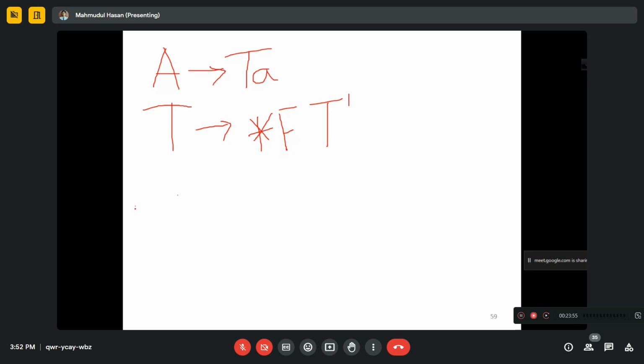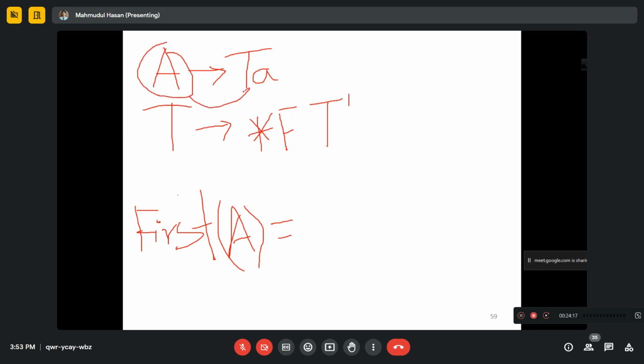So look at this. My question is, what is the first of A? If I want to find out the first of A, I need to look at the leftmost one. Is this one terminal or non-terminal? Non-terminal, and a non-terminal cannot be a first value. So you need to find out the first of T again.